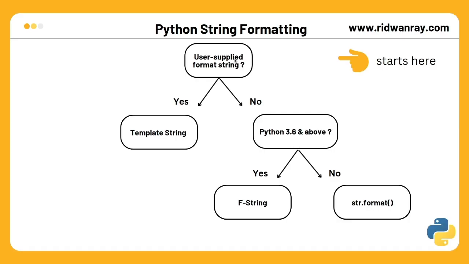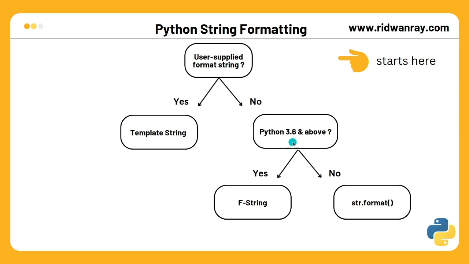If you are working with untrusted or user-provided data, using the template string technique is a recommended approach to avoid security issues. The Template string class ensures that user-provided data will be safely substituted in the template, preventing potential security vulnerabilities like code injection. If the data is not user-supplied, consider your Python version.